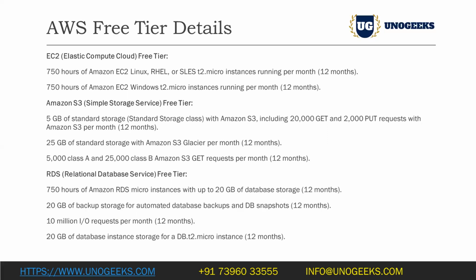They're giving 5 GB of standard storage free for 12 months, but if you go beyond that limit, they'll charge you. You also get 20,000 Get and 2,000 Put requests with Amazon per month. And for Glacier, they're giving 25 GB for the first 12 months. The S3 requests are 5,000 Class A and 25,000 Class B requests.